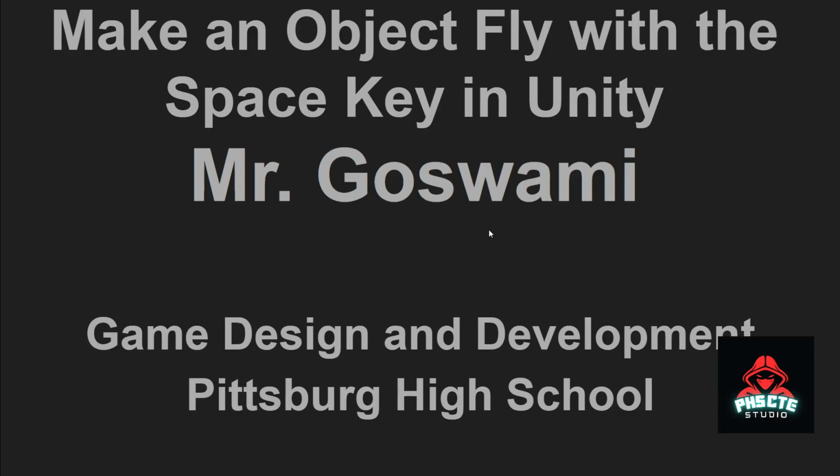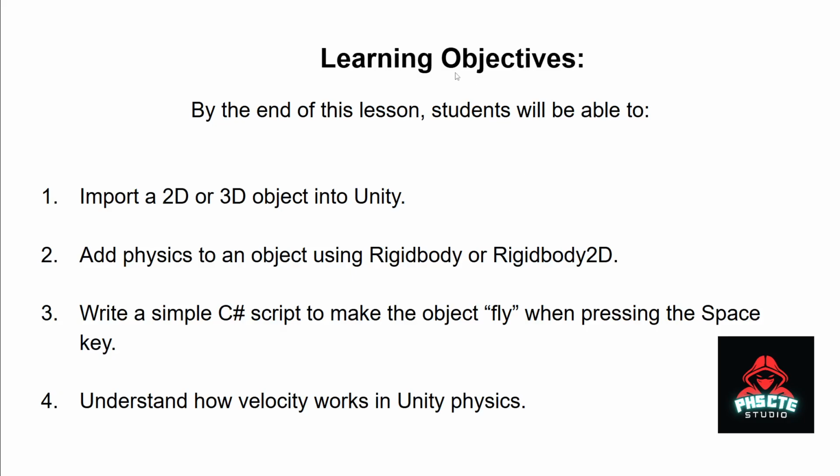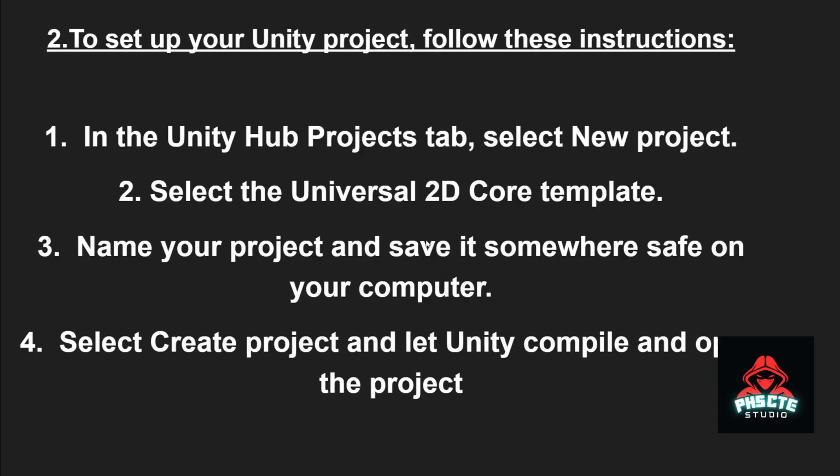All right. So what are we going to learn in this game? Learning objective: by the end of this lesson, students will be able to import a 2D or a 3D object into Unity, add physics to an object using the Rigidbody 2D or 3D, write a simple C# script to make the object fly when pressing the space key or any other key you assigned to your object, and understand how velocity works in Unity physics.